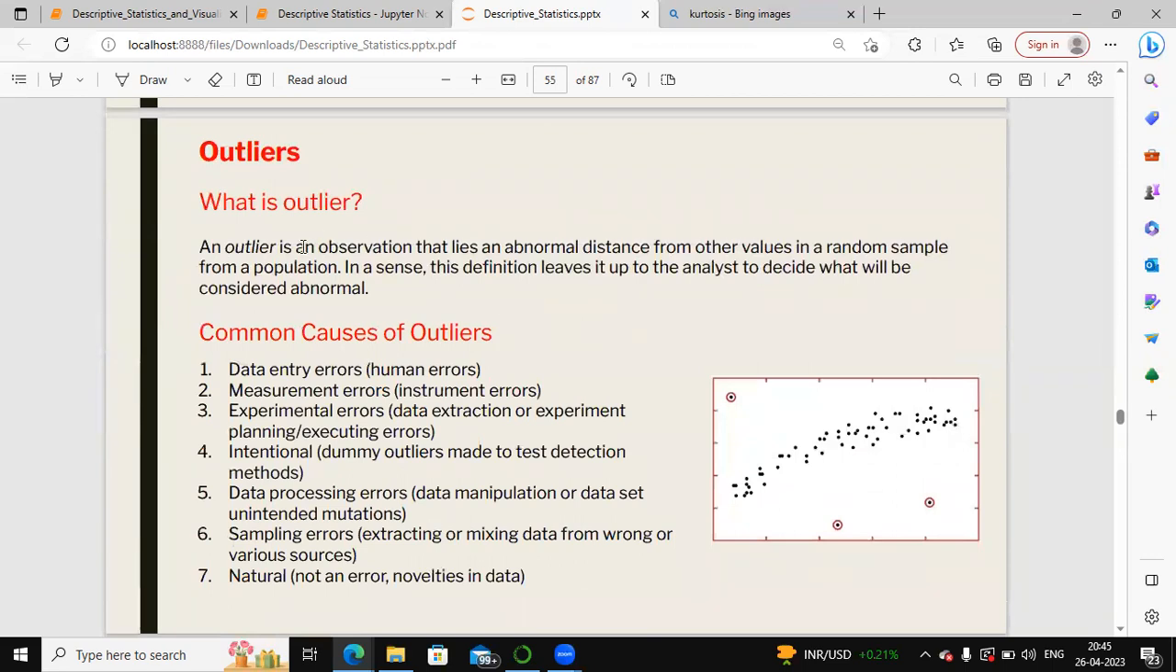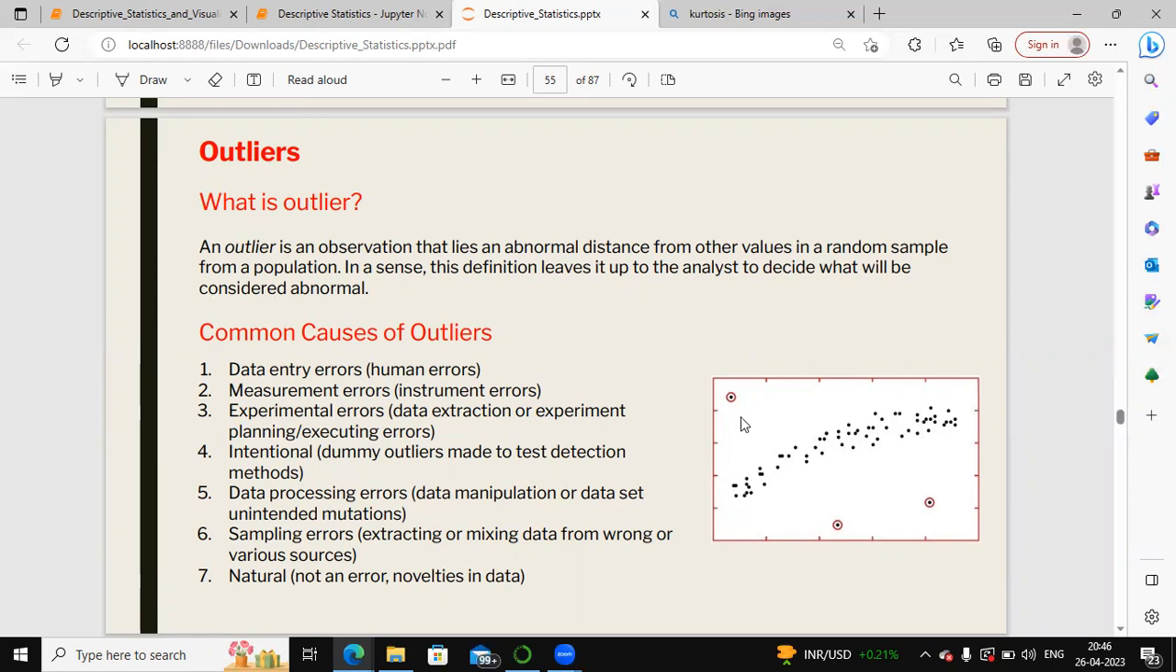What is an outlier? I will now tell you. An outlier is an observation that lies an abnormal distance from other values in a random sample from a population. In a sense, this definition leaves it up to analysts to decide what will be considered abnormal. If you see this graph, all the data points are concentrated like a linear kind of curve. It's not very linear, but you can see there is some kind of pattern: as x values are increasing, y values are also increasing.